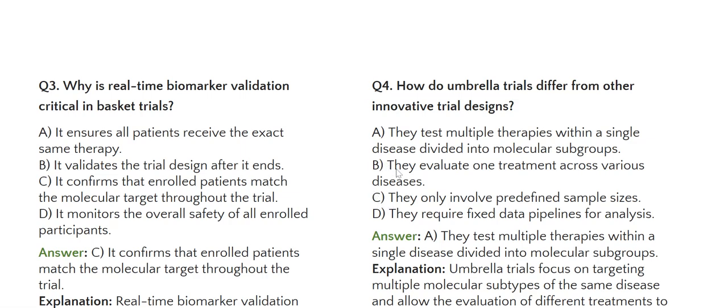So between A and B, B applies for the basket trials. But A is the answer for umbrella, as they test multiple therapies, multiple treatments or drugs within a single disease divided into molecular subgroups. So the umbrella trials focus on targeting multiple molecular subtypes of the same disease and allow the evaluation of different treatments to improve personalized approaches.